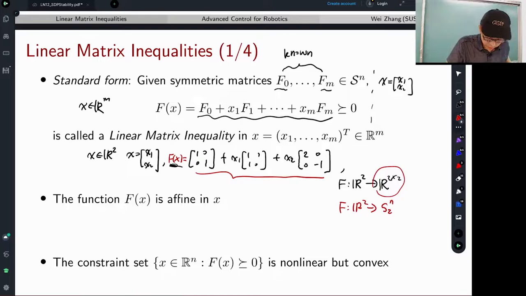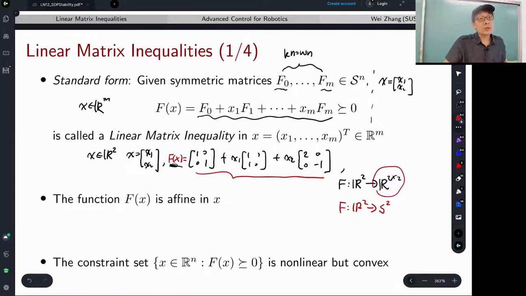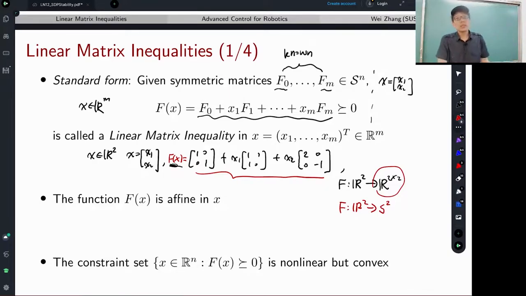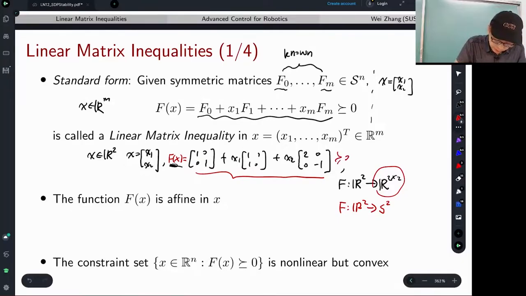It's more specific, R^2 to S^2, the space of two-by-two symmetric matrices. I didn't say whether it's positive semi-definite or not, but given a two-dimensional vector, F(x) constructs a 2x2 matrix in this case. And the inequality we care about is related to saying that F(x), this 2x2 matrix in this case, is positive semi-definite.